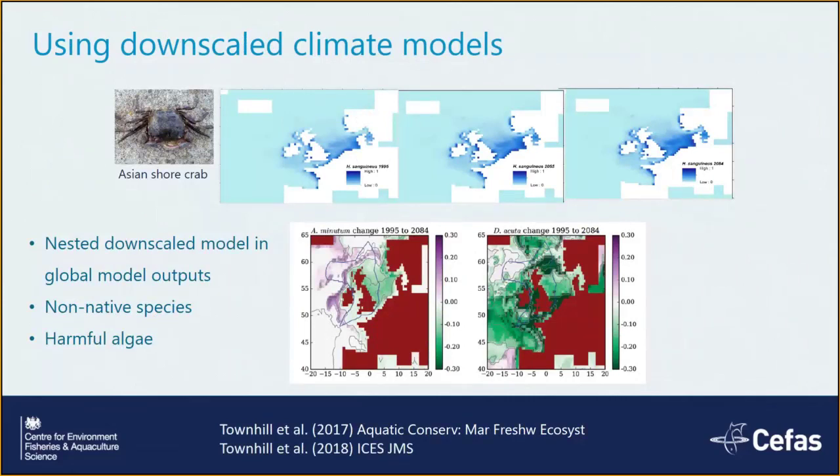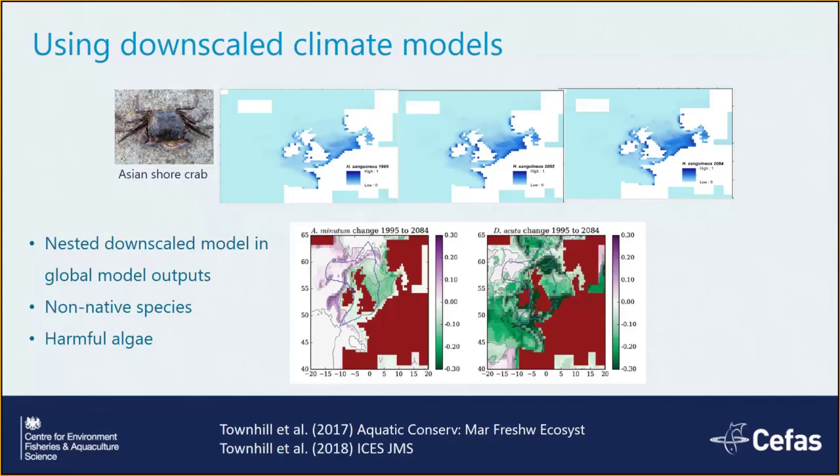And then a bit of a combination of the approach. Here's a couple of studies that John and myself have done recently, where we took the global climate model outputs, and we took the downscaled model, and we nested the downscaled model into the global model. You can see, I'll just point out, it's quite blocky outside the UK shelf. I think that's 1.5 degree grid cells. But within that, you've got this higher resolution, I think it was a third of a degree on the UK shelf.